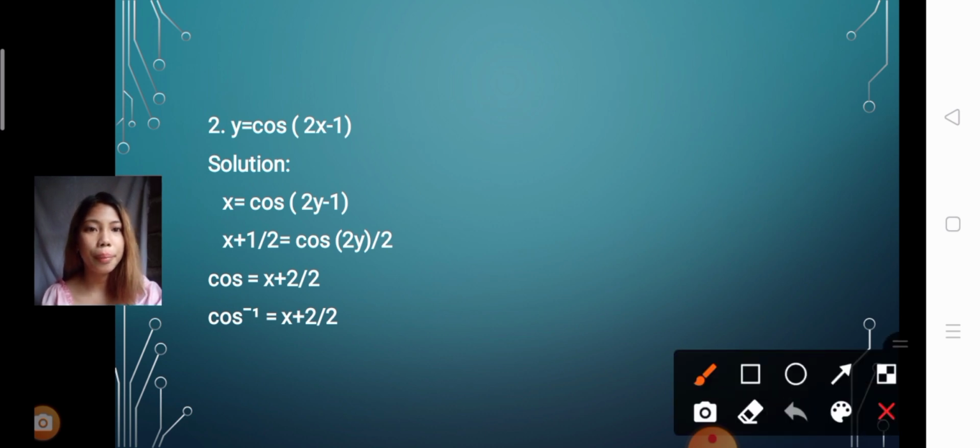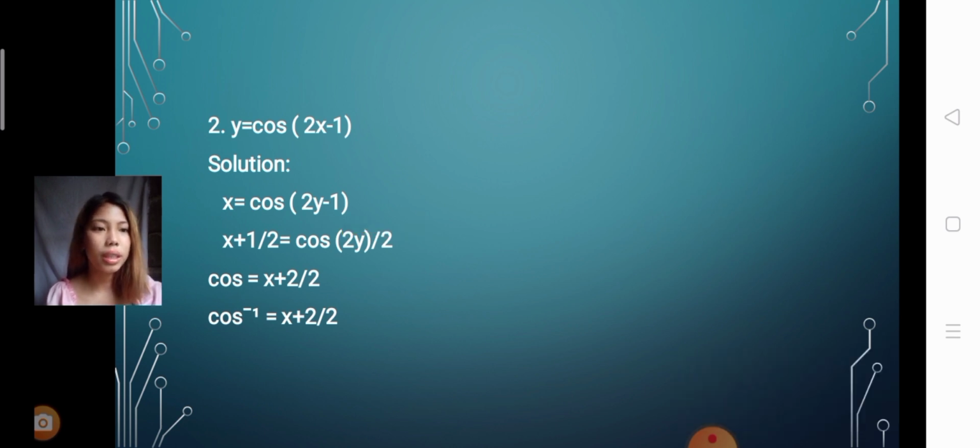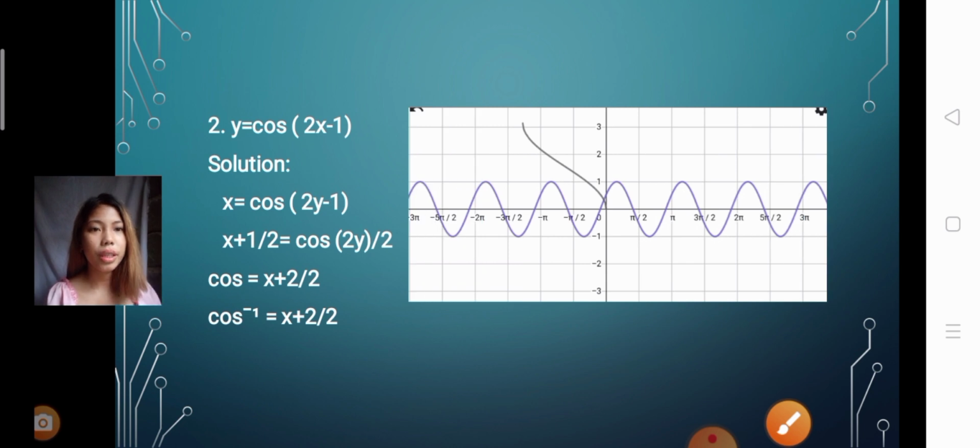Cancel so that what remains is cos y. So we have cos y is equal to (x plus 2) over 2. Then cos inverse is equal to (x plus 2) over 2. So let's see the graph. So this is the graph of cos y equals (x plus 2) over 2 and y equals cos inverse of (x plus 2) over 2.